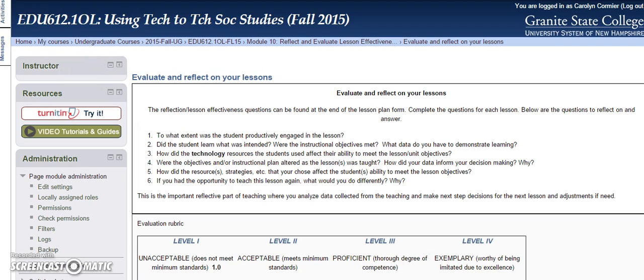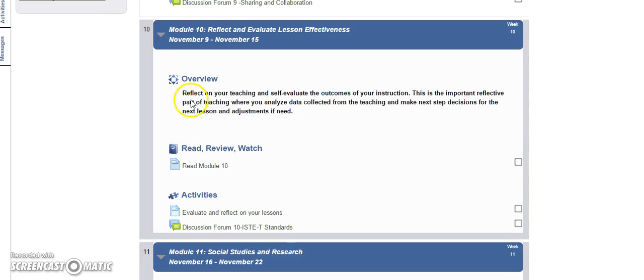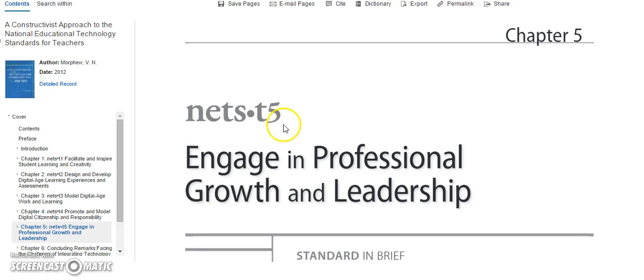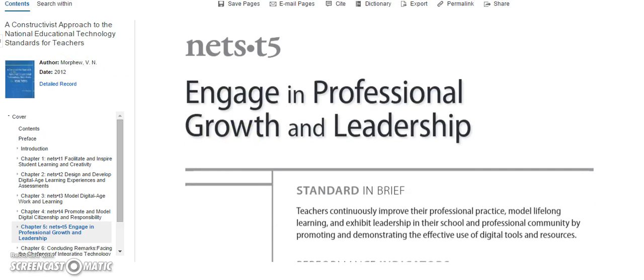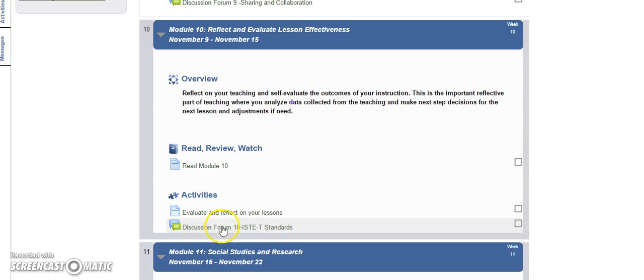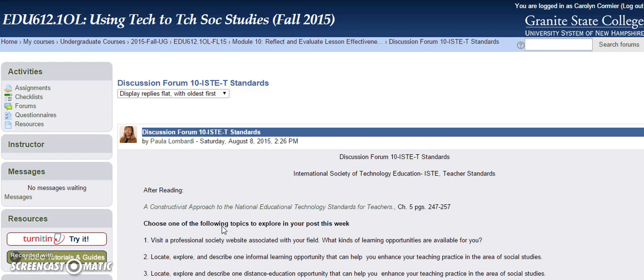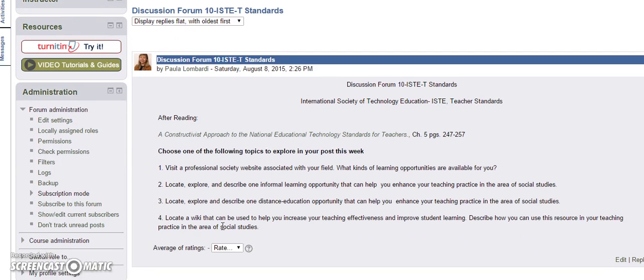The final piece of this week's assignment is to do some more reading about the constructivist approach, and specifically in regard to technology. So you'll read chapter 5 of the text, Constructivist Approach to the NETs, the technology standards, and you'll be asked to complete an activity of your choice in the discussion forum. So you have 4 choices in the discussion forum. You can just choose one.